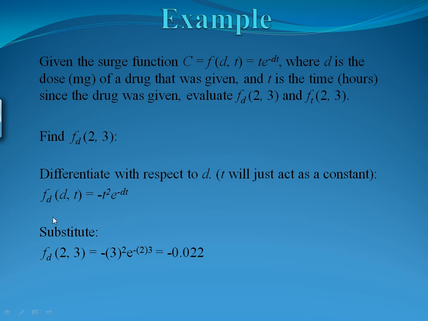So now that we have our general partial derivative with respect to d, we want to plug in (2, 3). Remember, 2 is going to go in for d, 3 is going to go in for t, as defined in our original concentration surge function. Plugging those numbers in, we get negative 3 squared e to the negative 2 times 3, which will equal negative 0.022. So now we also want to look at the partial derivative with respect to t at (2, 3).